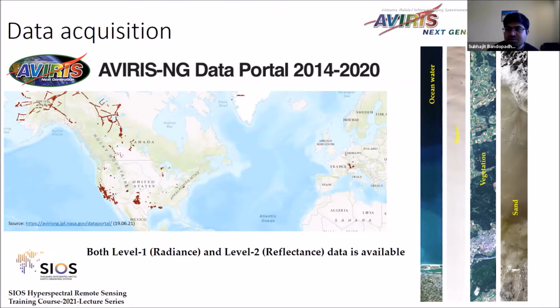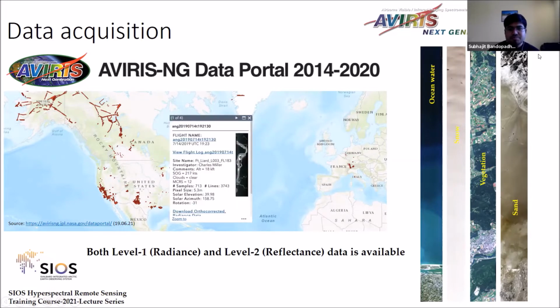Here you can see some of the flight scenes that I have taken. This is the ocean water. There are some parts of snow, vegetation and sand. The main problem with this imaging spectrometer is that it doesn't have any global coverage. There are some particular aerial flight lines, and if you are interested in them, and sometimes if they match your study area, you can surely get the data set from the AVIRIS data portal.